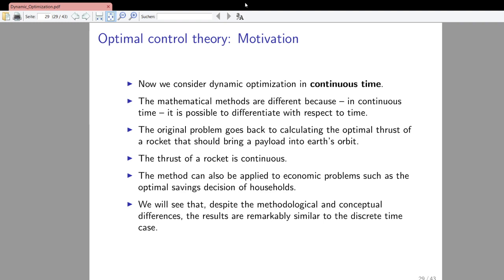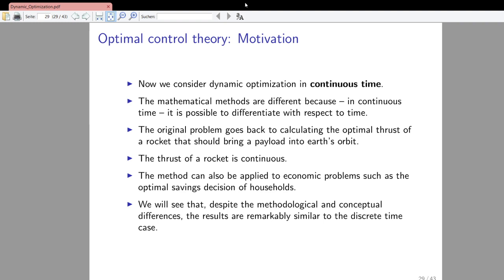Now, optimal control theory goes back to calculating the optimal thrust of a rocket that should bring a payload into Earth's orbit. So it goes back to the 1950s and 1960s actually, where the problem was to set the control variable, which is the thrust of a rocket, and this is something that happens continuously. So time evolves continuously, so I want to know the optimal thrust at each moment in time, given the payload that I have to bring into the Earth orbit. And the state variable of the whole thing is the velocity of the rocket. And by adjusting thrust, I can change velocity.